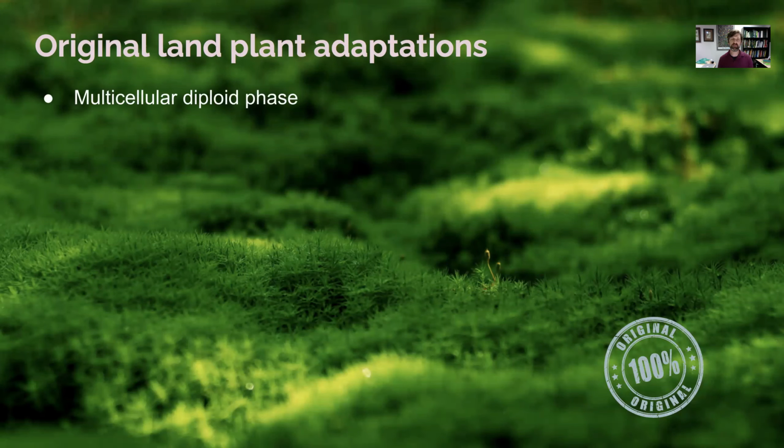All right, so what we get in contrast to the algae, we didn't see before this multicellular diploid phase. In the early land plants, and now in all of our land plants, the diploid phase is multicellular. And in some organisms, like the seed plants and ferns, this diploid phase is actually dominant. All the vascular plants have more of a dominant diploid phase.